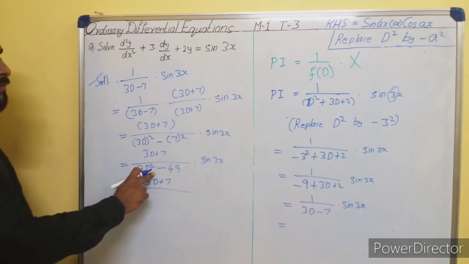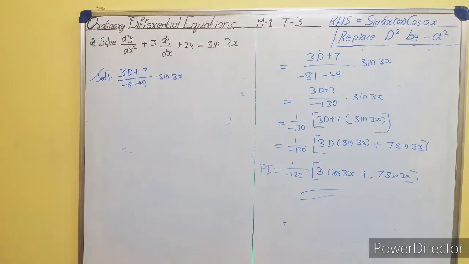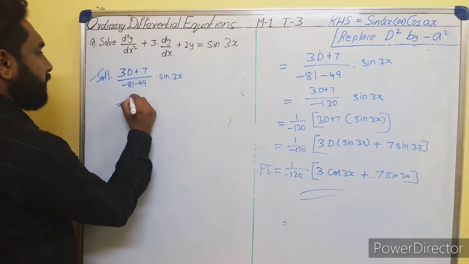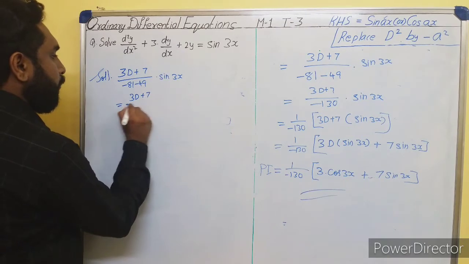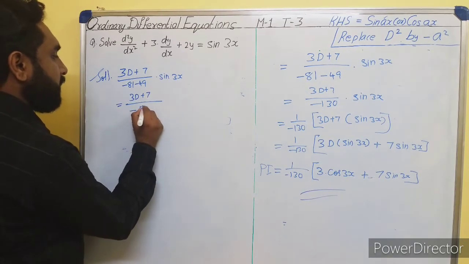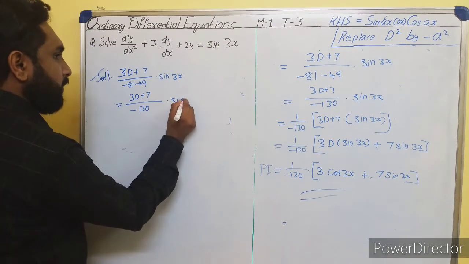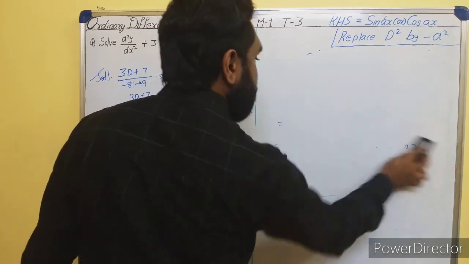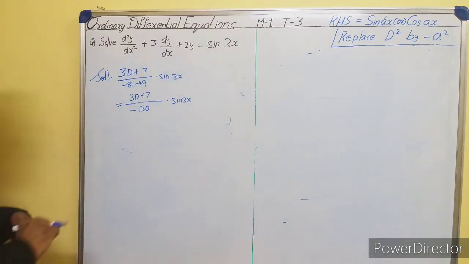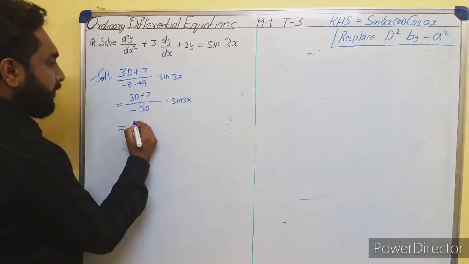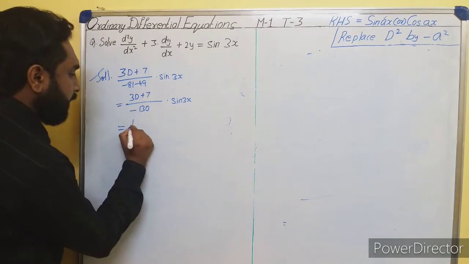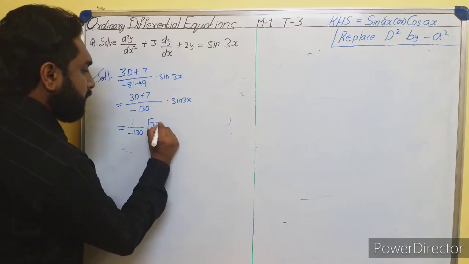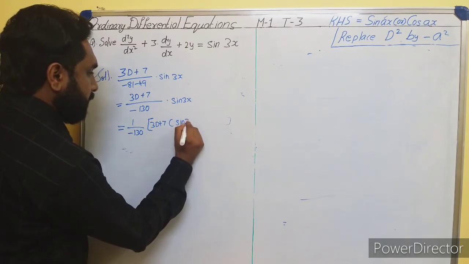Again the value of D square we have to substitute. So here 3D plus 7 by minus 81 minus 49 into sine 3x. That means 3D plus 7 by minus 81 minus 49, which means minus 130, into sine 3x. So that gives 3D plus 7. As minus 130 is a constant number, we can take it out. So that gives minus 1 by 130 into 3D plus 7 into sine 3x.